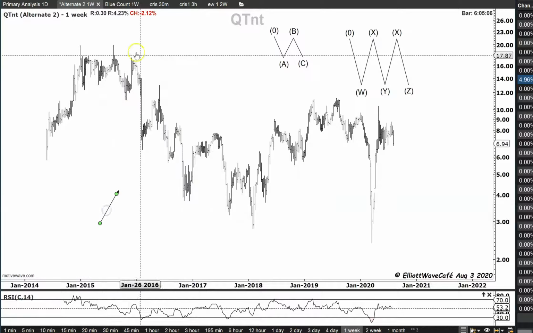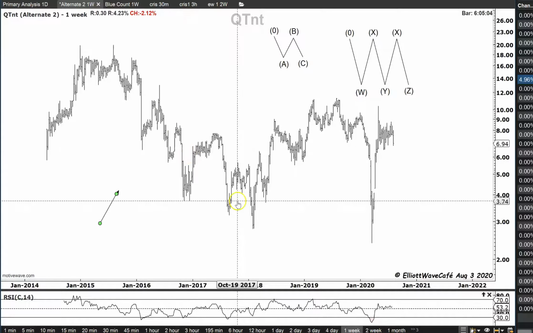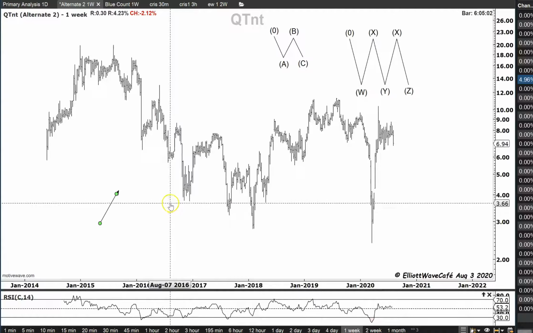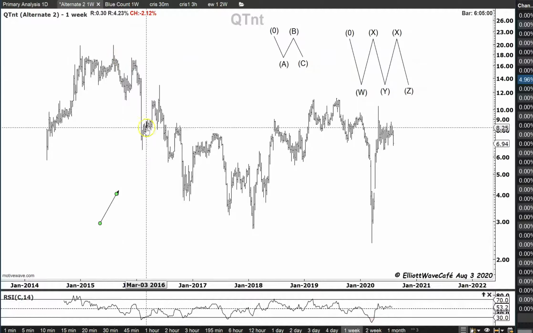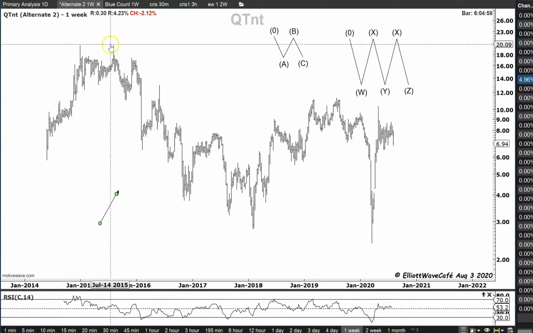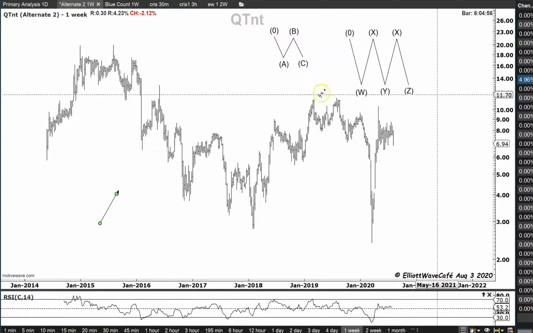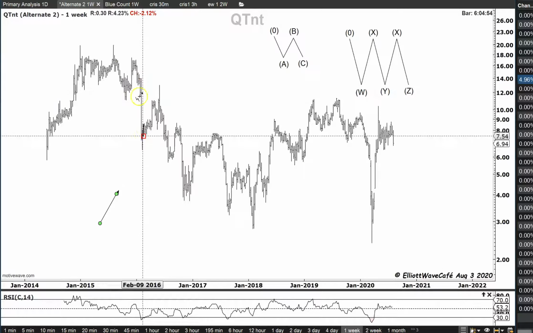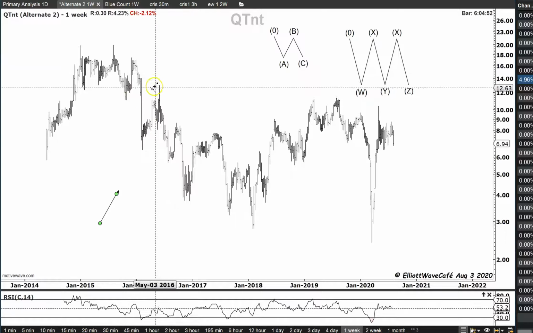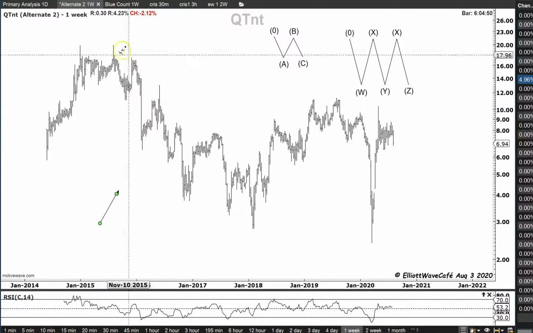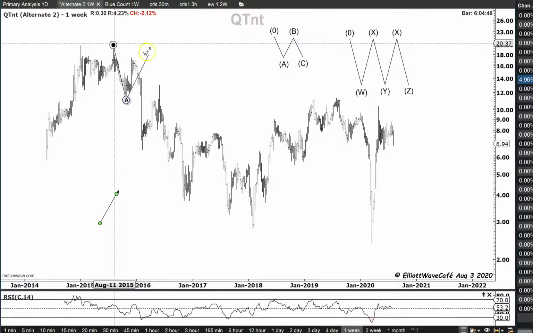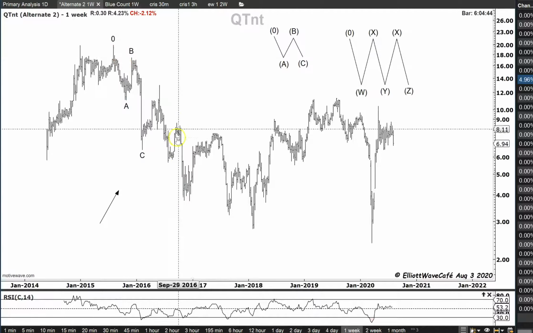Now, how do I look at this and how do I make sense of the whole thing? So let's just start from the top and go all the way down. I'm going to take this tool here. I'm going to go, okay, well, if this is a C wave down, let's just try to count this because this is the most impulsive part of it. I'm going to go in A, up in B, and then down in C. And that's a nice clean move.